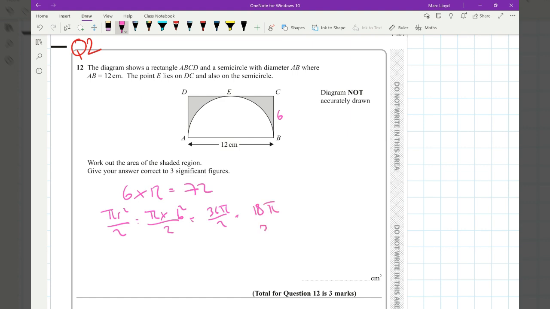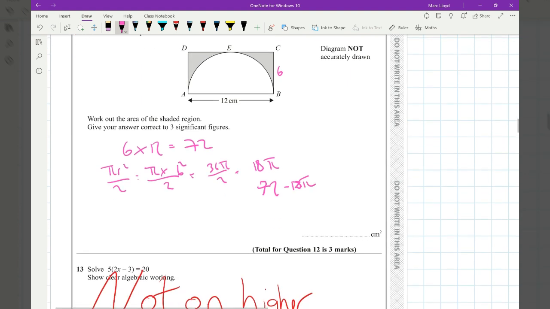So it's 72 minus 18 pi, but we need to work that out, okay? And by working that out, we just put that into the calculator. I know my handwriting's getting worse. Need to sort that out. That will be 15.45133. So 15.5 is our final answer to 3 significant figures.